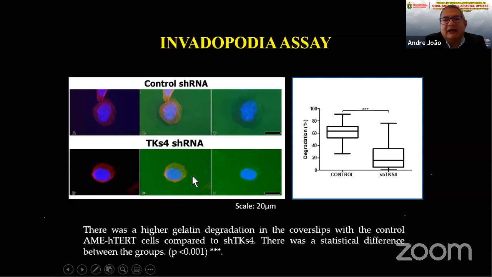In pictures D, E, and F, in the cell line with a knockout for TKS4, we can't observe the degradation of gelatin. And the graph, the statistics confirm that in control, without the knockout of TKS4, we have a higher percentage of degradation with a statistical difference.